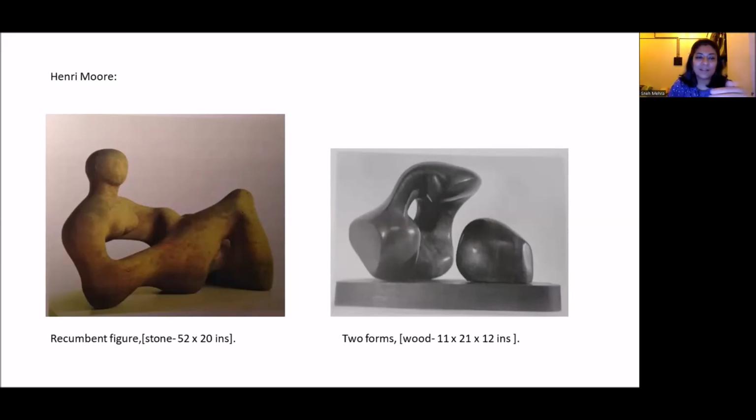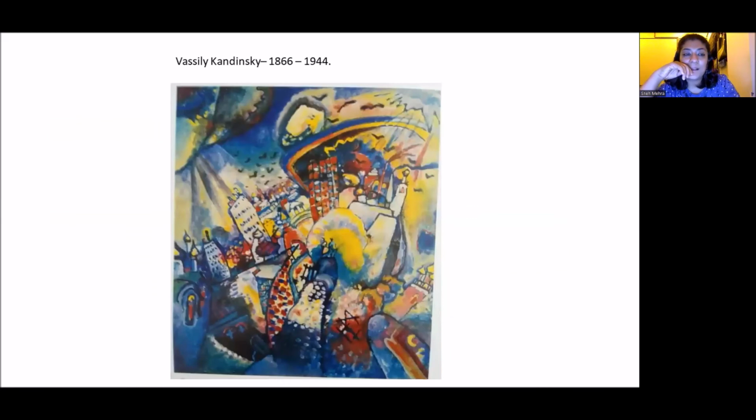That's why I've shown these two images, how he's traveled from the Cubist kind of thing to the abstract forms, just two forms. Just see the reclining figure being so simplified. Now, sculpture.